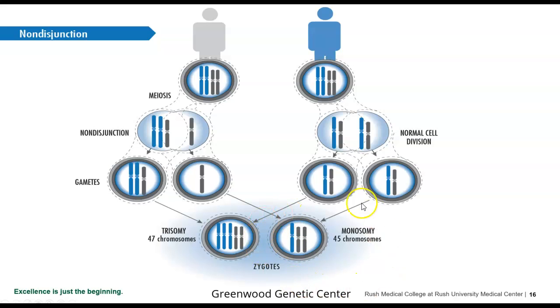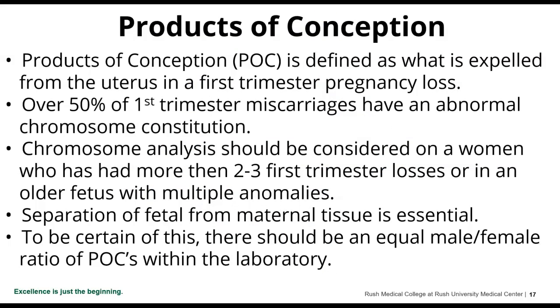The only disorder that's compatible with life with a missing chromosome is Turner syndrome, which is 45X. I will talk about that in a separate lecture. But almost all monosomies are lethal, and most trisomies are lethal, with the exception of trisomy 13, 18, and 21. They happen, they just usually result in products of conception or pregnancy loss.